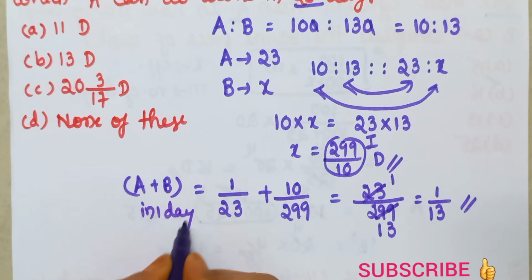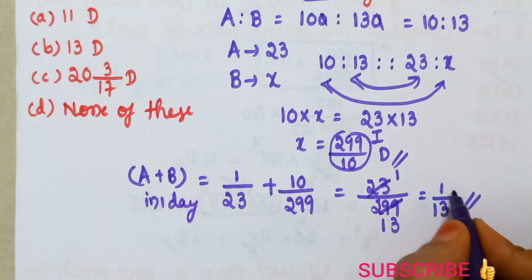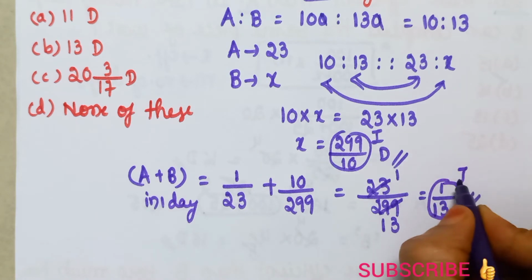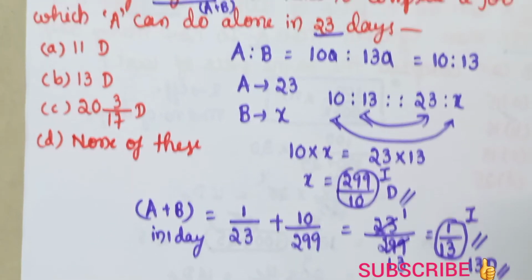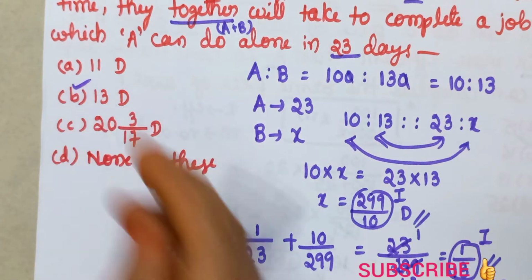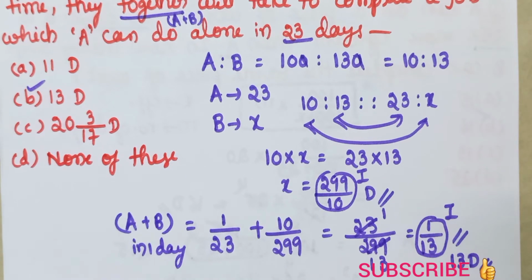This is the one day's work of A and B, but they asked us to find the total time, that means the number of days in which this work is completed by A and B together. So for that we have to simply invert the answer. So we will get 13 days. So the answer for this question is 13 days. A and B together can complete this work in 13 days.